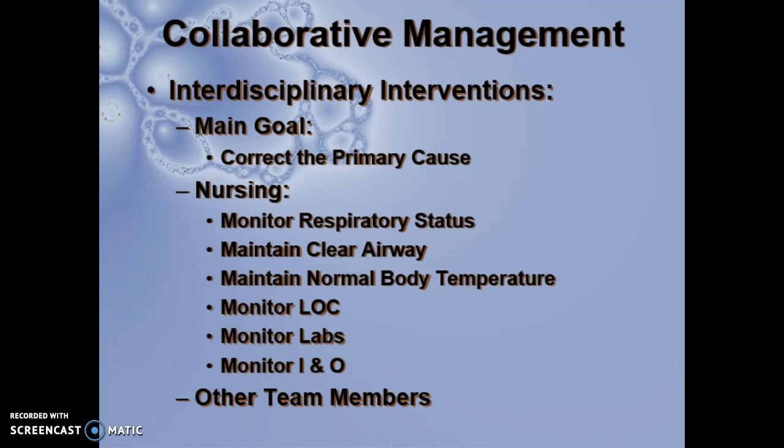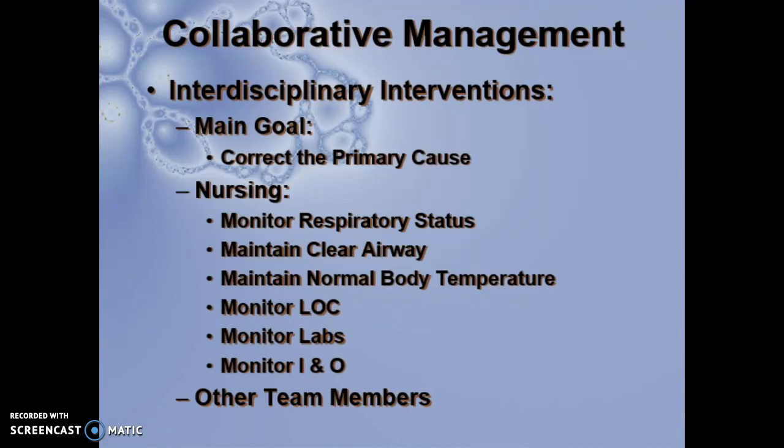All right, so our interdisciplinary interventions, the main goal is to correct the primary cause, okay? We want to monitor respiratory status, maintain clear airways, whether that is delivering oxygen or suctioning, those types of things. Maintain normal body temperature, monitor level of consciousness, monitor labs. So the types of labs we will probably see are CBCs. So we're going to check the H&H, that carrying capacity for the oxygen, white blood cell count. We will see maybe a CMP or a BMP for our sodium and potassium.